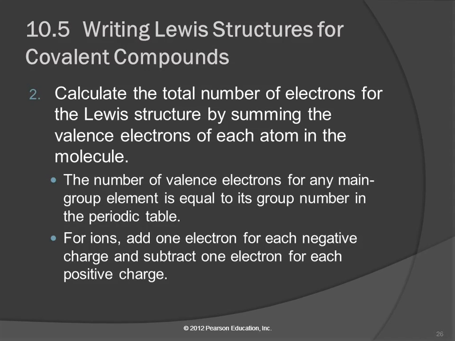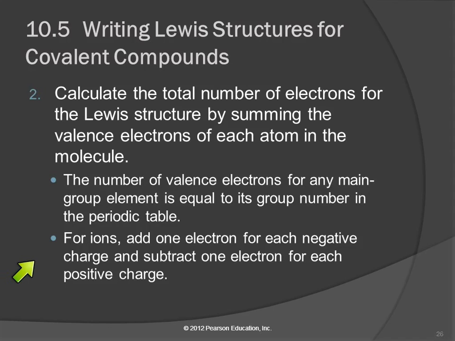Then you need to figure out how many electrons you have to work with. Calculate the total number of electrons. You're going to do that by looking at each atom that's in the molecule and looking at the periodic table and finding out how many valence electrons it has, and just add them all up. That's the number of dots that you can put in your structure. So just as a reminder, the number of valence electrons for main group elements is equal to the group number: 3A, 4A, 5A, 6A, etc.